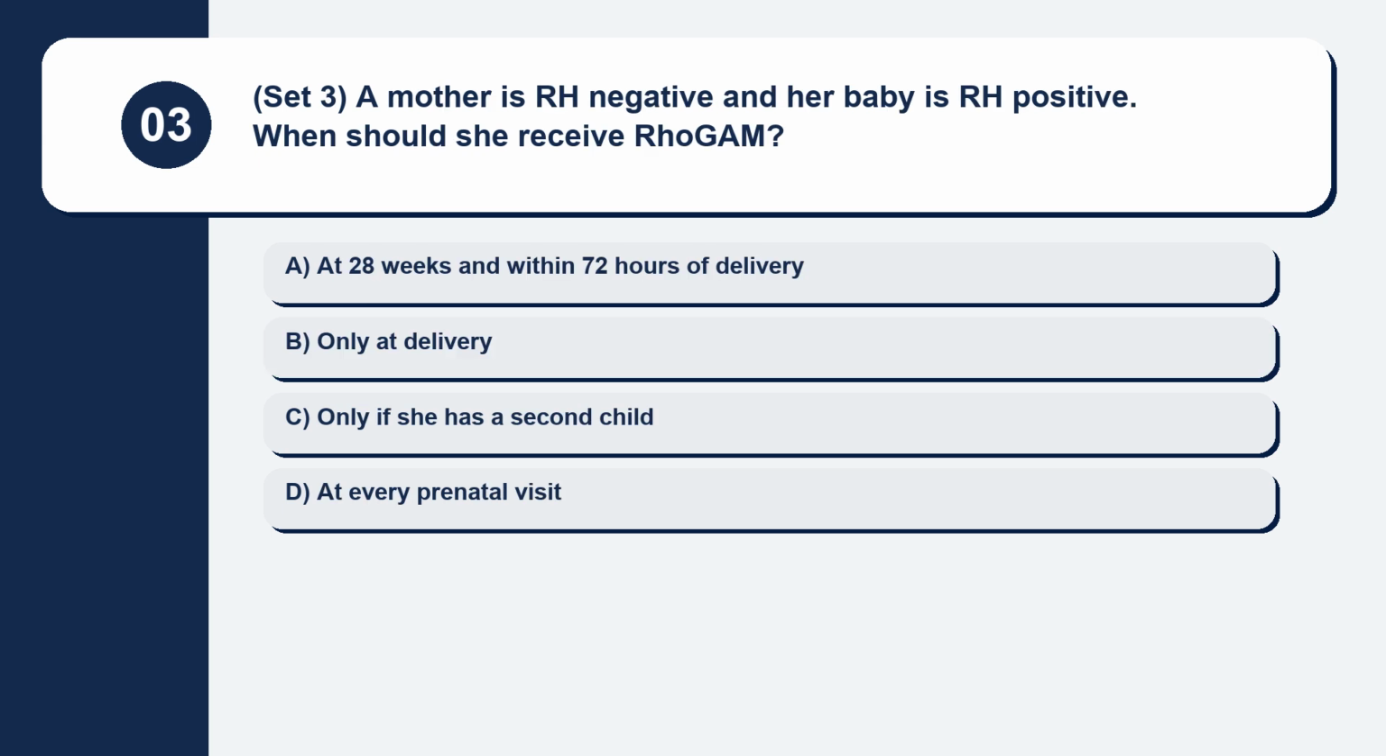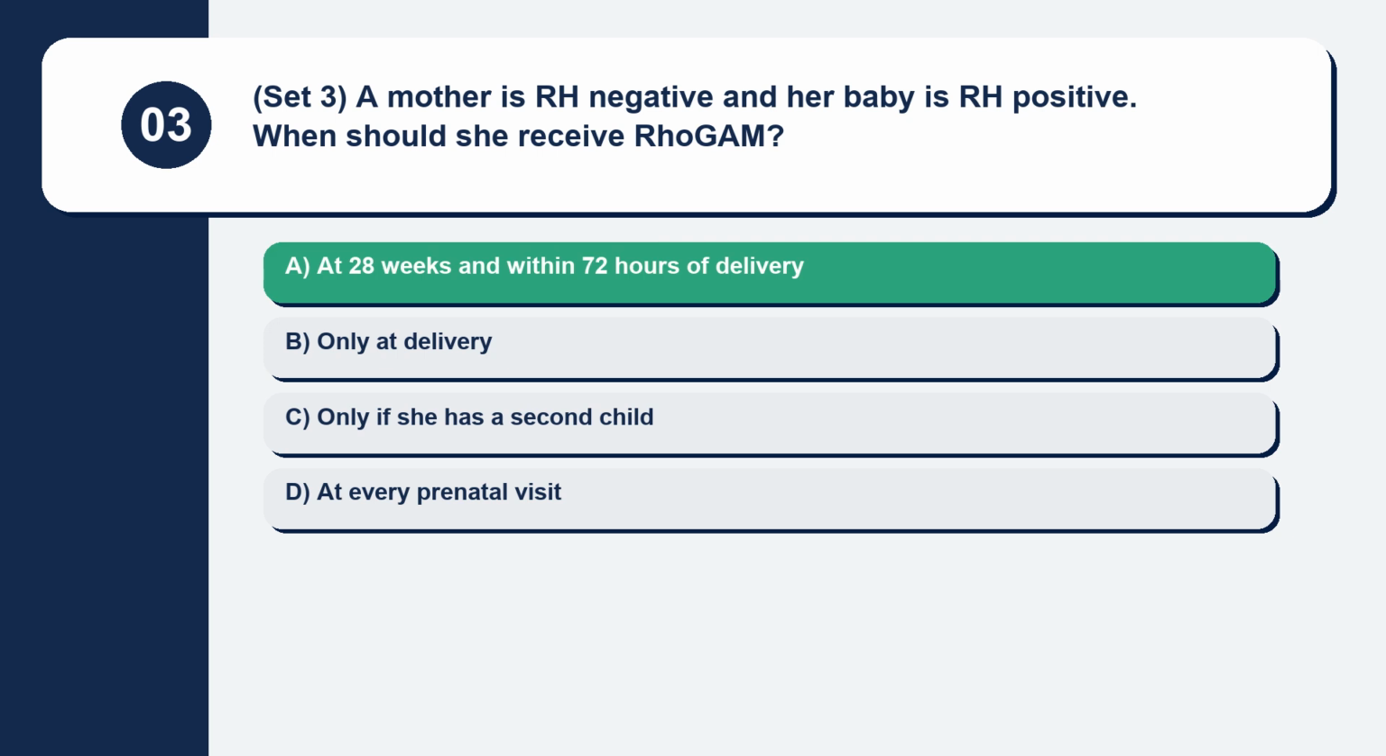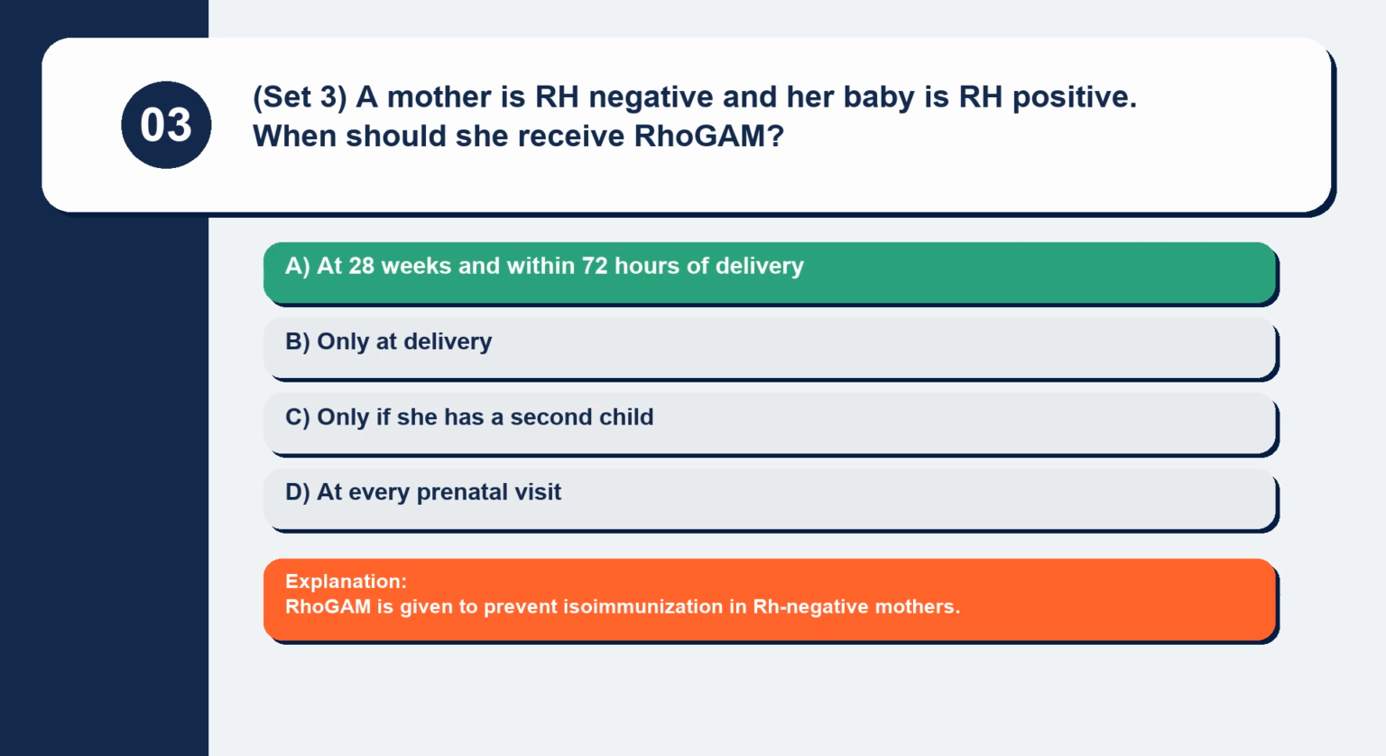Question 3. Set 3. A mother is Rh negative and her baby is Rh positive. When should she receive RhoGAM? At 28 weeks and within 72 hours of delivery, only at delivery, only if she has a second child, at every prenatal visit. RhoGAM is given to prevent isoimmunization in Rh negative mothers.